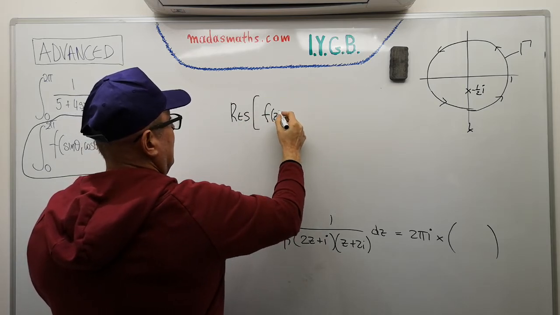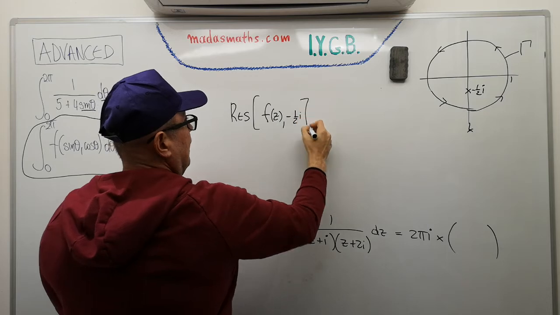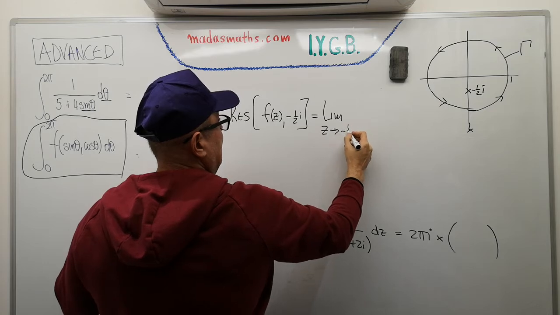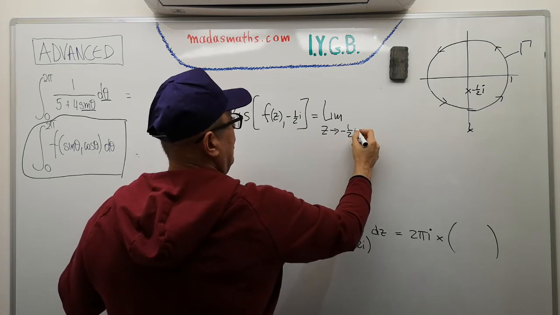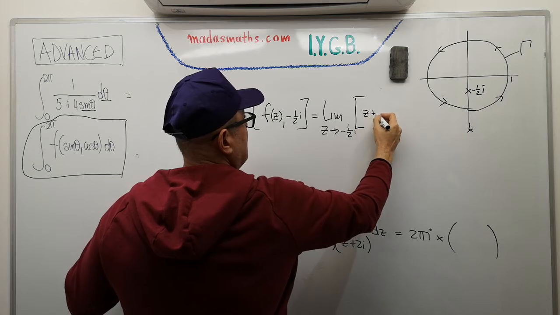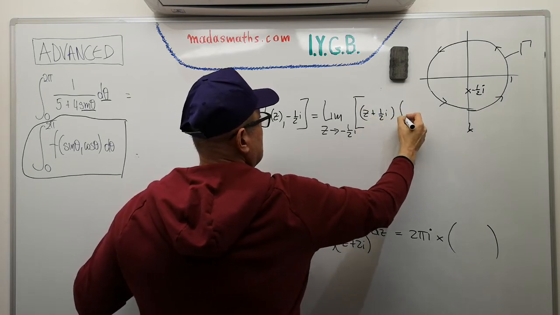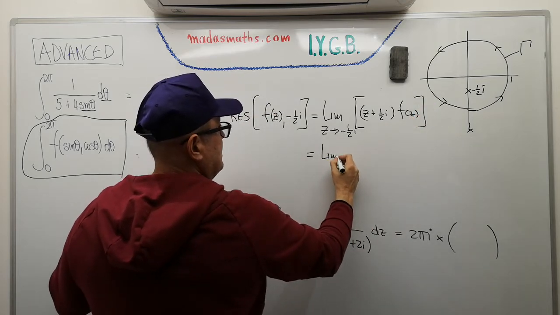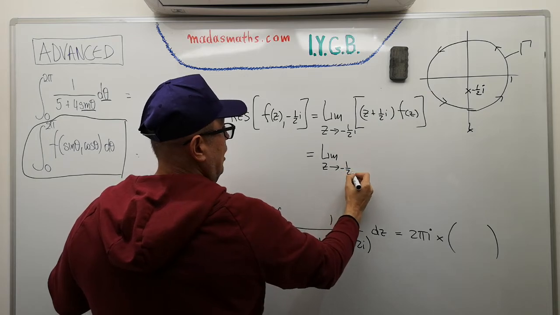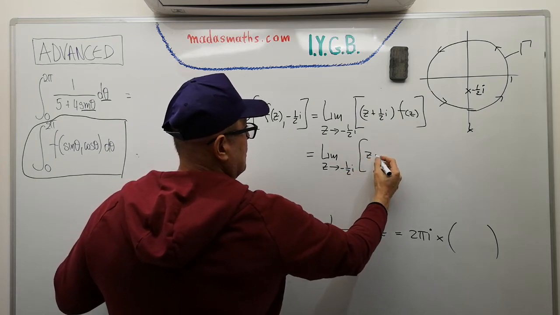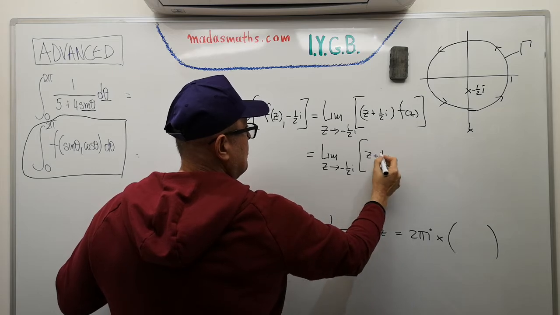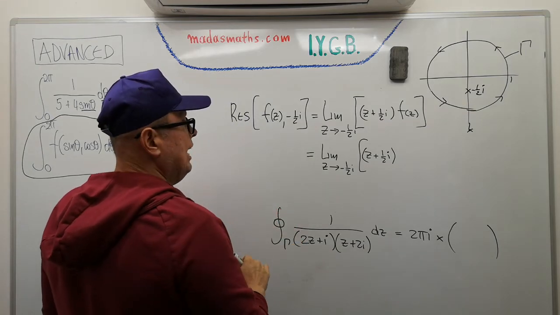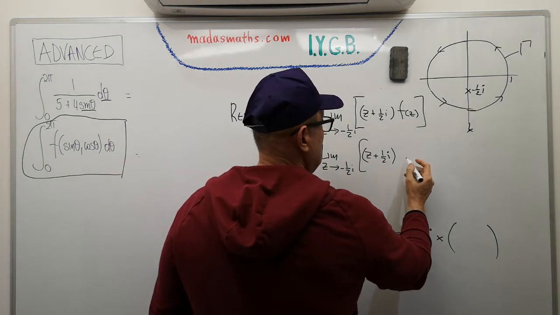of f of z at minus half i, this is the limit as z tends to negative half i of z plus half i times f of z. So in our case it is the limit as z tends to minus half i, and I'm going to put my f of z, of course, in factorized form. We have to be careful because there's a bit of an extra factor here that we need to take care of before we cancel any brackets. Normally in this formula there'll be a cancellation.